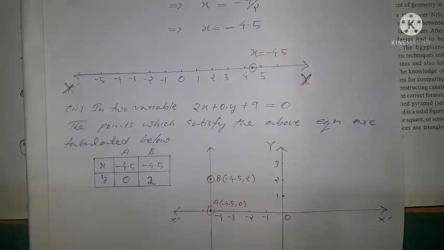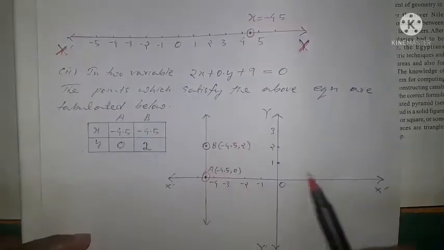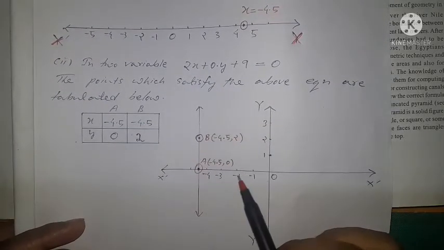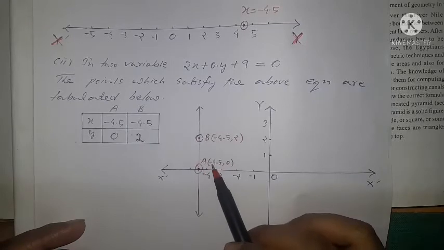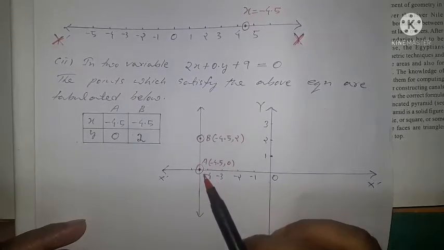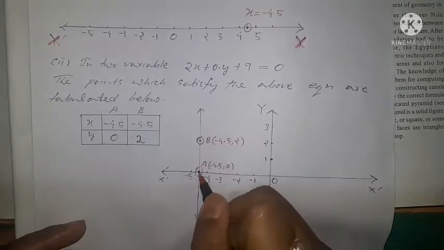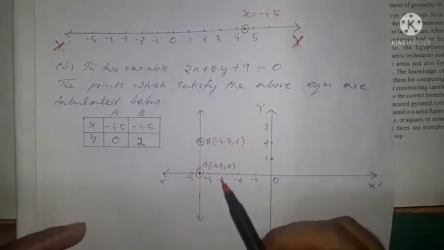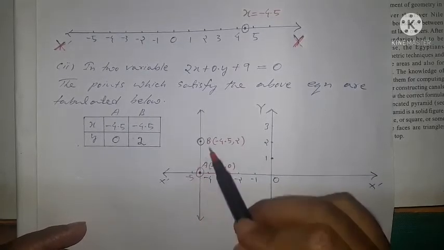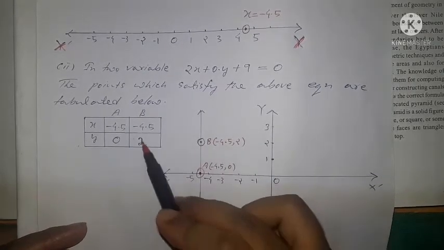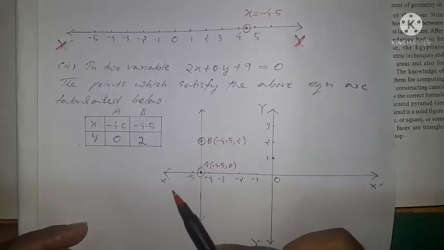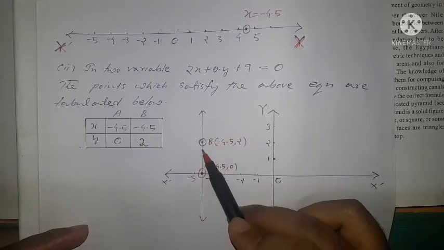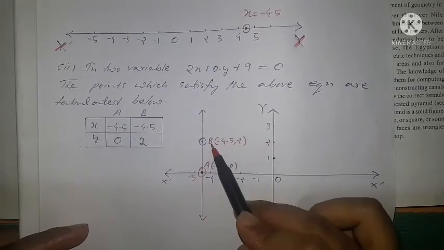Let us plot these points on a Cartesian plane. If we plot this, we can see that this is the point A. That means on the x-axis there is a movement of 4.5, so this is minus 4, this is minus 5, and this is 4.5 between minus 5 and minus 4. Then the point B is given as (minus 4.5, 2). So in the x-axis there is a movement of 4.5 and in the y-axis there is a movement of 2. Therefore this is the point.